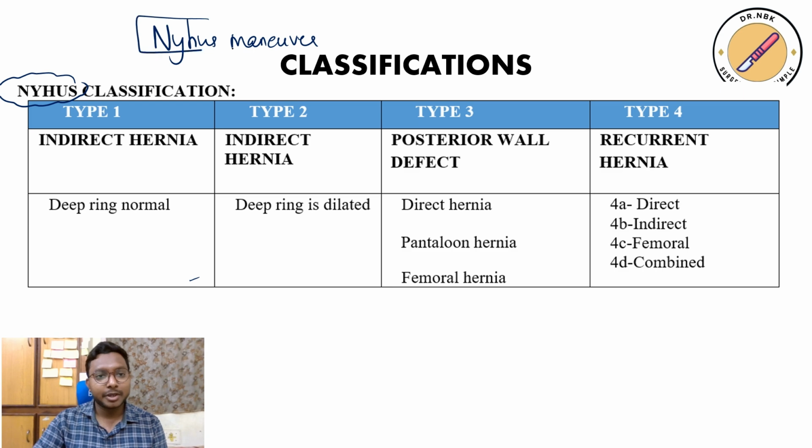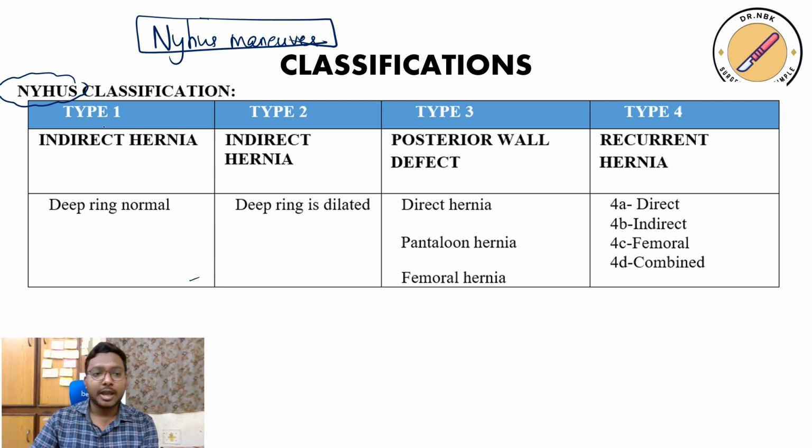We have seen this Nyhus maneuver in thyroid surgery. Please go and watch the thyroid surgery video where the superior lobe of the thyroid gland is gently pulled down and out to expose the space of Reeves to visualize the external branch of the superior laryngeal nerve. That is called Nyhus maneuver. This is Nyhus classification. There are four types of entities here in the Nyhus classification.